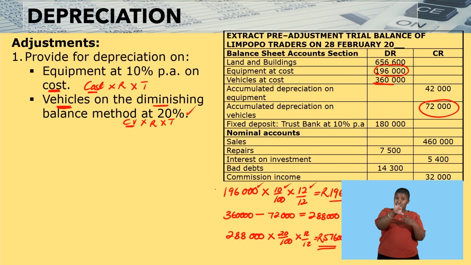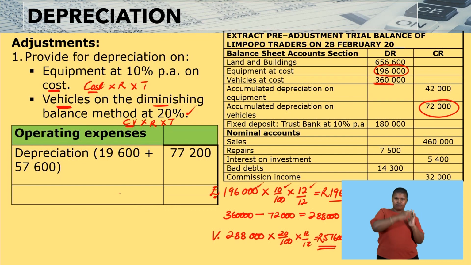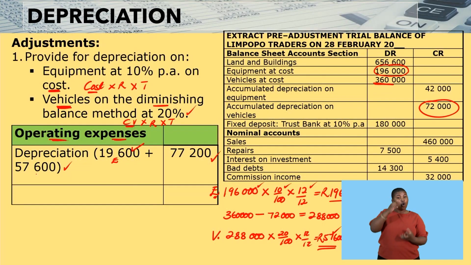So I have 2 depreciation amounts. The first one is for my equipment, and the next one is for my vehicles. When I have these amounts, then I can show them on my statement of comprehensive income under operating expenses. The first one is for my equipment, 19,600, and the next one is on my vehicles, 57,600. When I add the two, I have 77,200. It is important that you put the depreciation amounts for all your assets into one bracket, and it gives you the total, 77,200. Once you have this, you know you have your depreciation amount, which goes into your operating expenses.